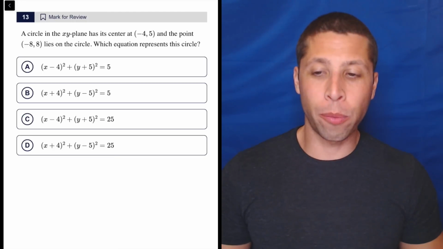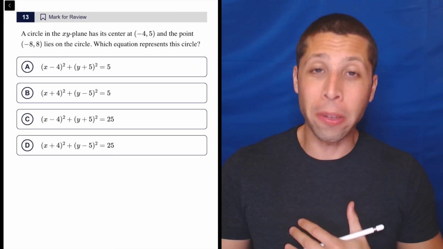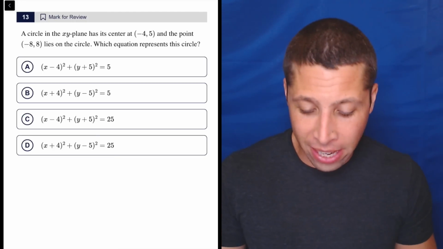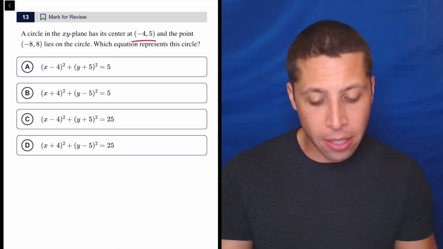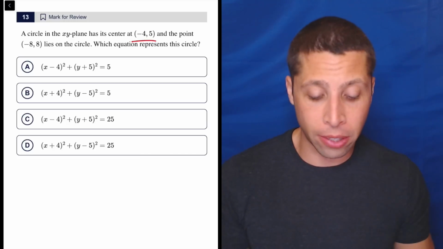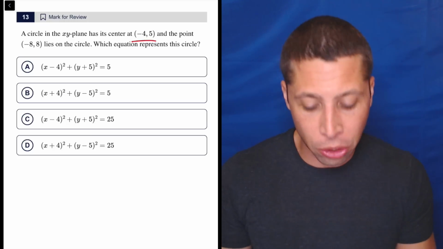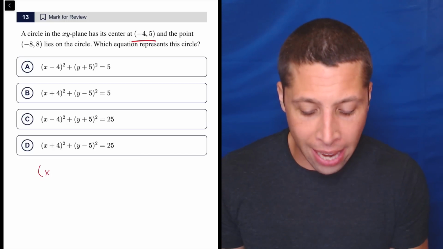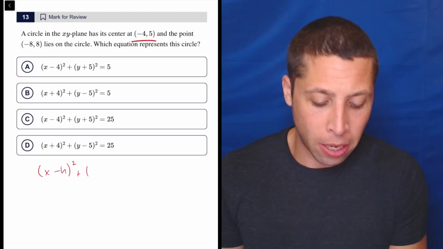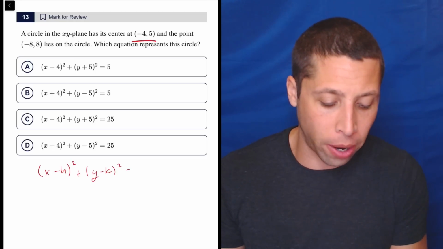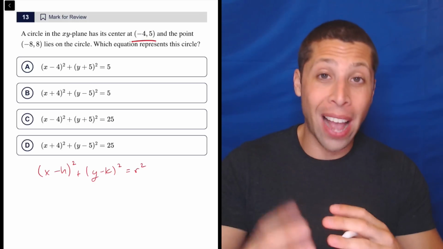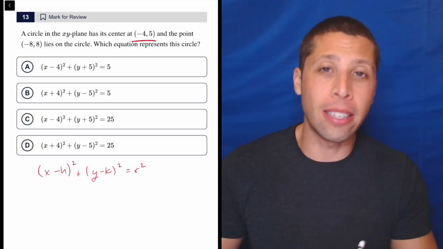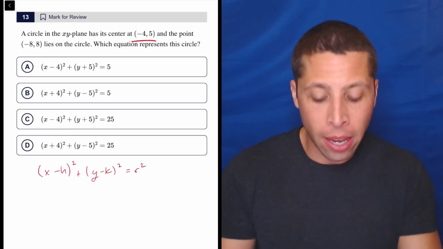This is a great case where we have to know this formula and use a strategy. So nice and easy. If we know the formula, a circle in the xy plane has its center at negative 4, 5. We can see that they're flipping the positives and negatives in the answer choices. So we just need to remember that the formula has (x minus h) squared plus (y minus k) squared equals r squared. So we just have to think about the fact that the formula itself contains these negative signs, and then we plug the negative in.